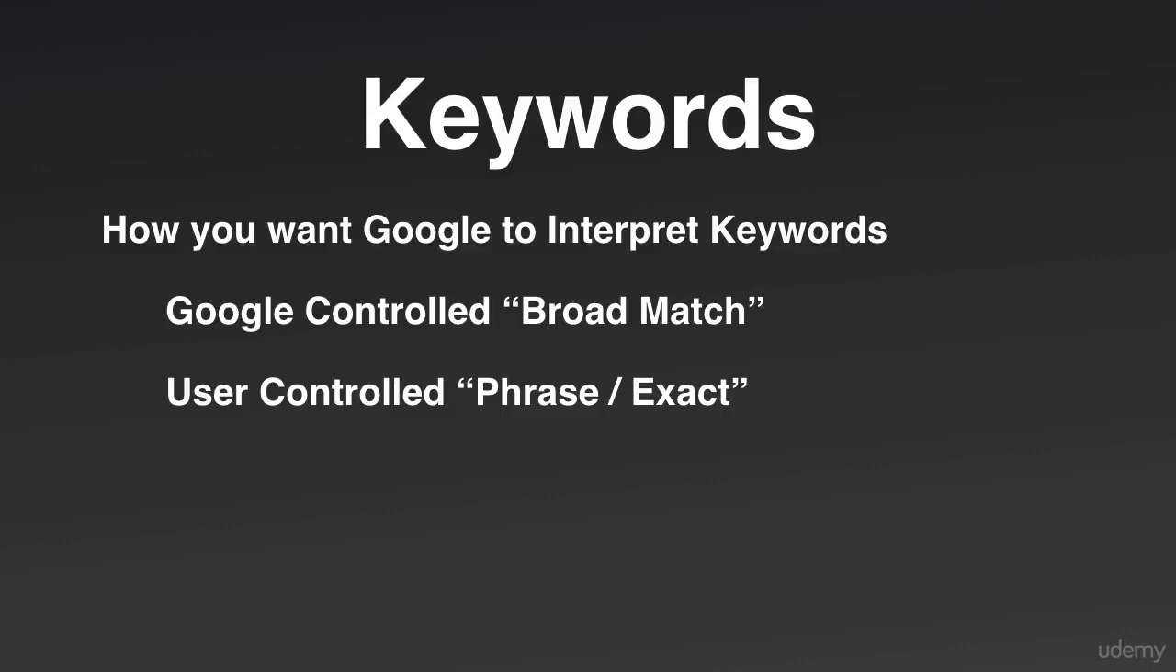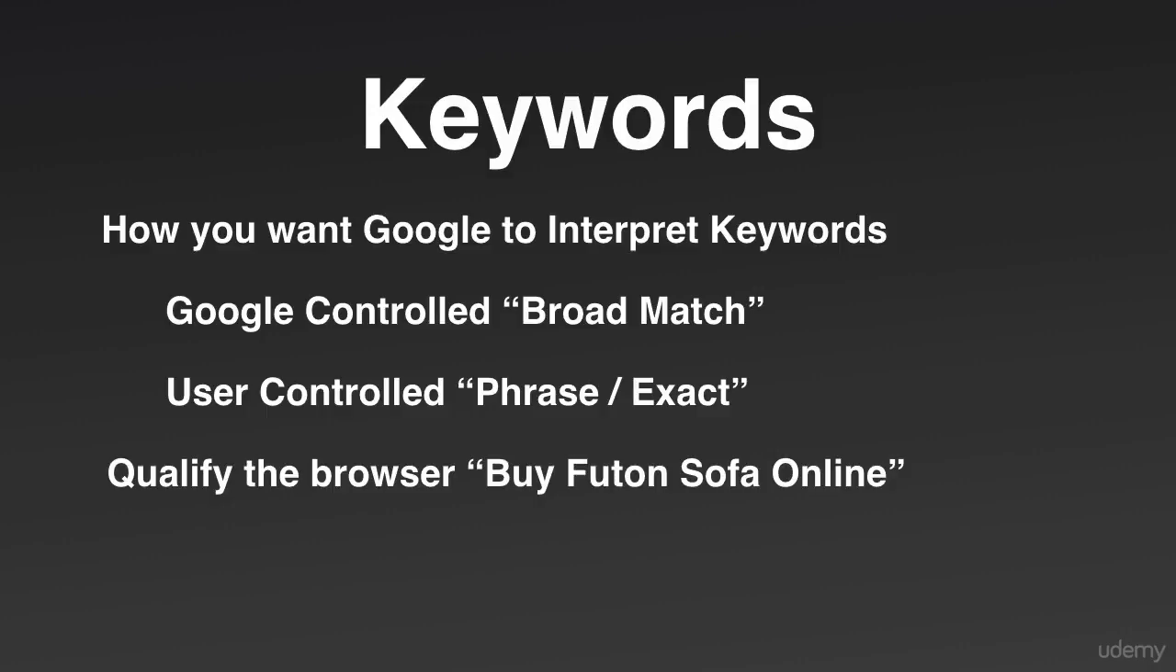Or you can be in control of how Google interprets the keywords by using a phrase match or an exact match. An exact match, for instance, means your ad will only come up if somebody types in buy leather sofa. If they don't type in buy leather sofa, your ad won't come up. So that is how an exact match works. And we'll talk more about that in a little bit.